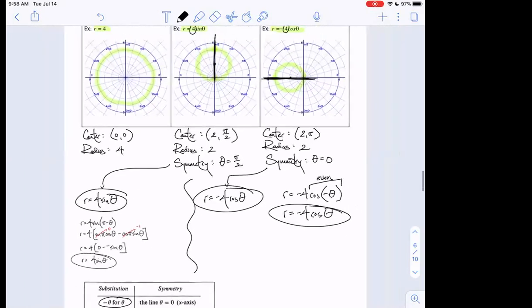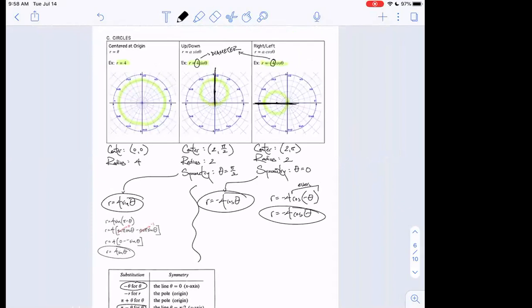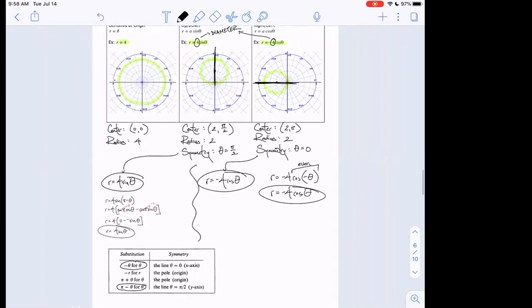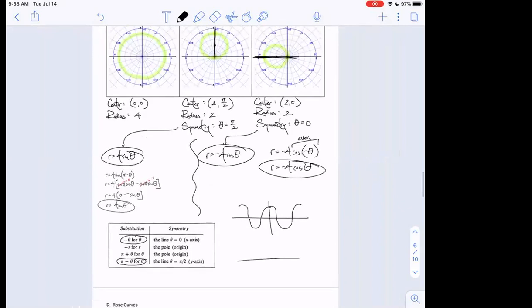Can I ask a quick question? For sure. I can't seem to remember, how do we know if it's even or odd? So cosine and sine, those are good ones to know. So cosine looks like this. And then sine looks like this. Right, so one is even and this is odd. I appreciate it. Thank you.